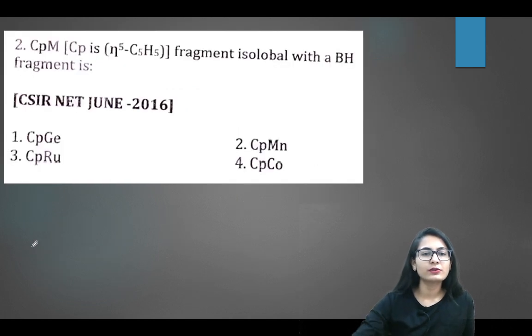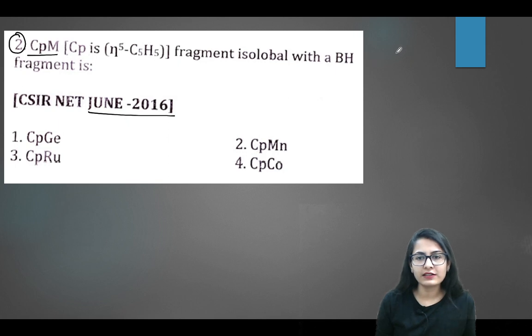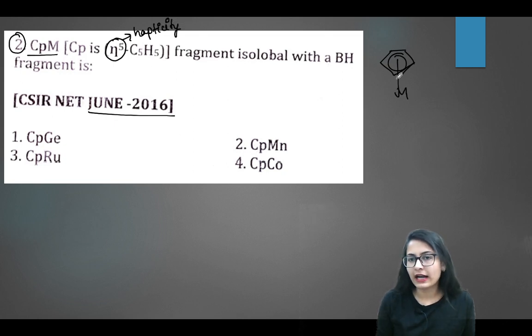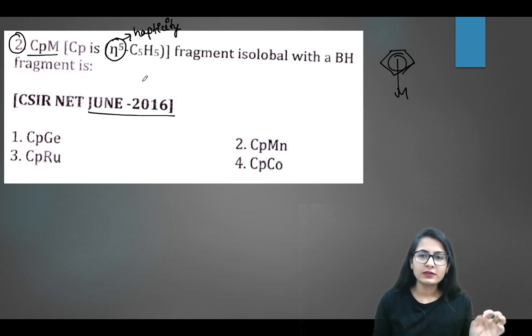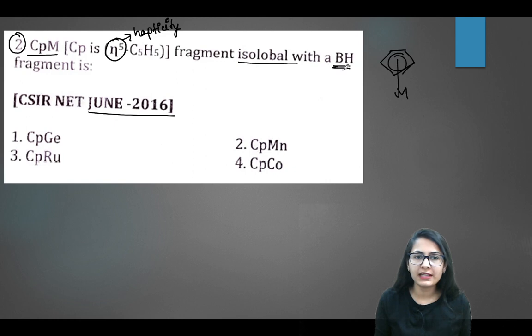Let's move onward to the next one. It was asked in June 2016, CPM. Now Cp is the cyclopentadienyl anion, and it is eta 5 Cp. Eta 5 is the hapticity, and we already know what hapticity is. It means it is bonded from all of the carbons to the metal, right? So the CpM fragment is isolobal with a BH fragment.